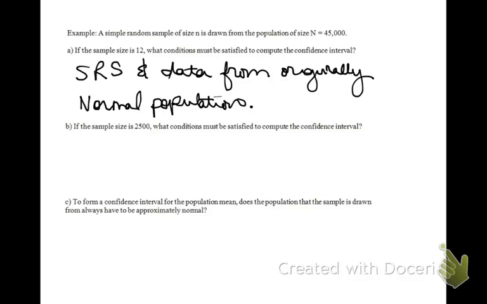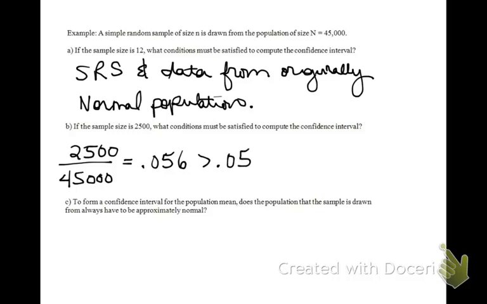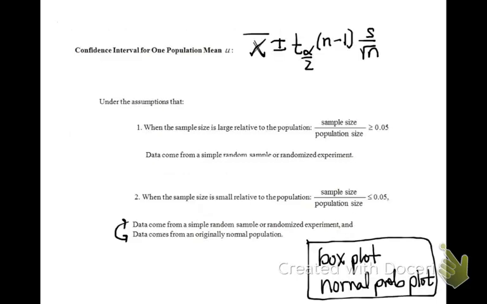Now let's say that instead of sampling 12 out of the population, we sampled 2,500 people out of the population. This is 0.056, which is greater than 0.05. So we need to sample 5% of the population at minimum, and we sampled 5.6% of the population. When we sample more than 5% of the population, the only assumption we need to satisfy is that the data came from a simple random sample.